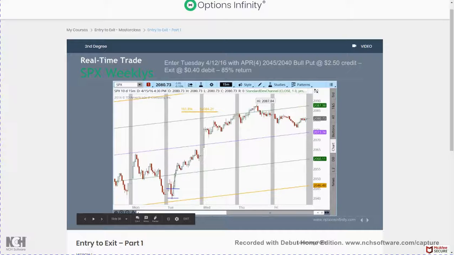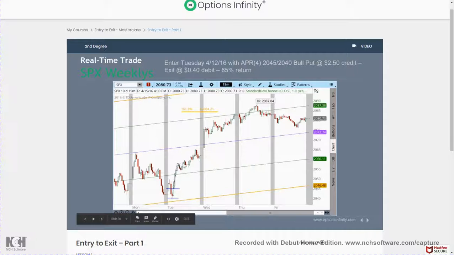The last part of part 1, we're going to talk about some real-time trades. The first one is looking at the SPX weekly. And for that, I look at the 10-day, 15-minute chart. You'll see that down here, it came down to the -2 on the short-term regression channel. Came up and made a measured move right here.